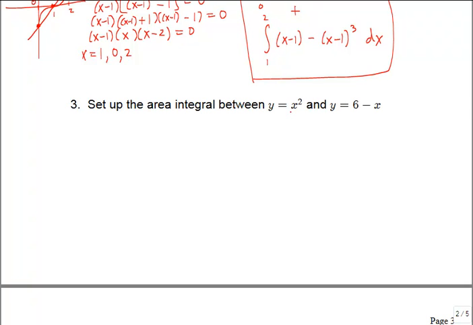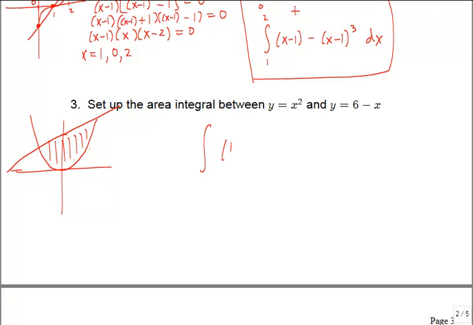We've got y equals x squared and y equals 6 minus x, and we want to set up the area integral between these 2 curves. So this one is easy enough that I can just graph it by hand, but you could also use a calculator. Y equals x squared is just a nice parabola, and 6 minus x is a linear function with an x-intercept at 6, and it's going to have a negative slope, so it would look something like that. So we're talking about this region right here. So on top, what we have is this line.